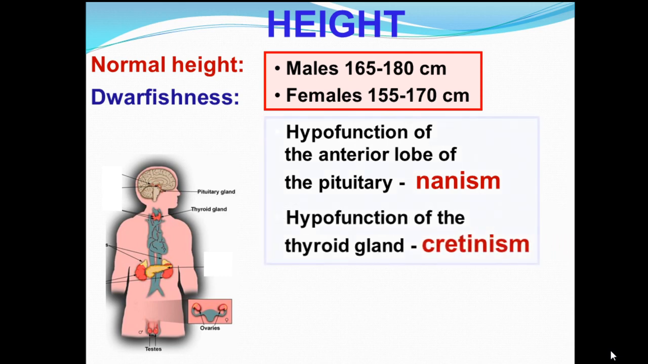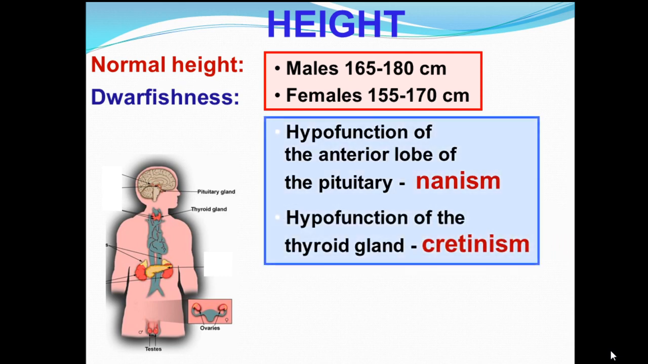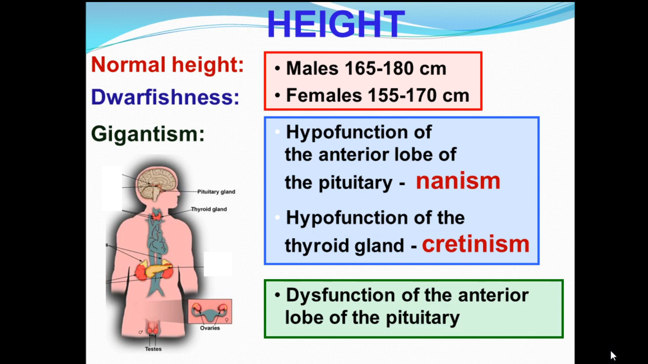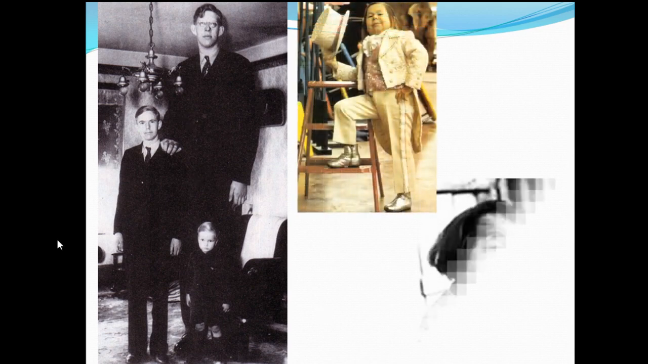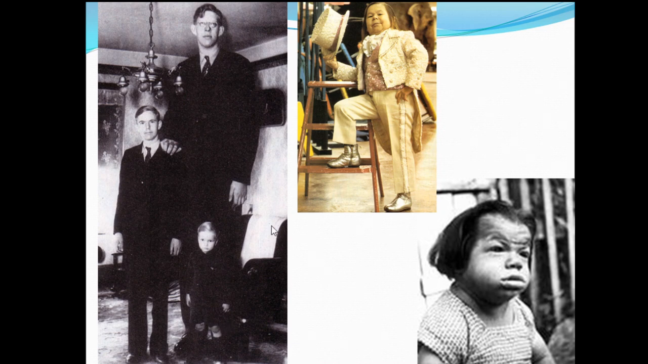More grave is when the dwarfishness is caused by hypofunction of the thyroid gland. In this case we are talking about cretinism, which is characterized by delay in both physical and psychic development. The opposite situation, height more than 2 meters, we are talking about gigantism, which is caused by dysfunction of the anterior lobe of the pituitary. The next slide demonstrates 3 people, one with normal height, with gigantism, and with dwarfishness. And then you can compare this patient with hyperfunction of pituitary, nanism, or hypofunction of thyroid gland, cretinism.